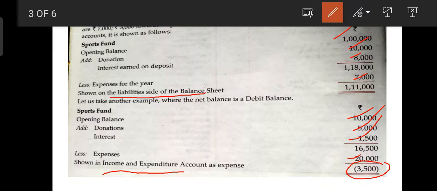So this is how you will do fund-based accounting. You have a fund created, and you have corresponding receipts and expenses, and you will adjust those receipts and expenses with that fund created. If the final amount is a positive figure, you will show that on the liability side of the balance sheet. On the other hand, if you have a negative figure, that is, an excess of expense, you will debit it to the income and expenditure account like any other expense. So that is about fund-based accounting.